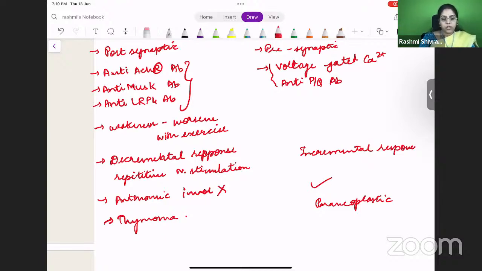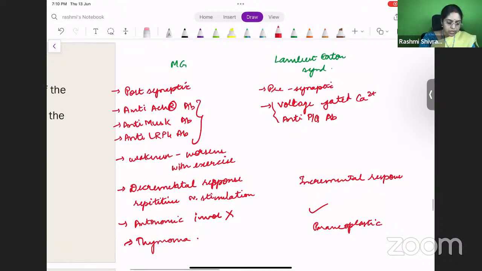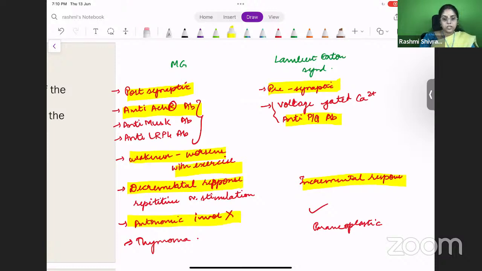These are the very important things that you must remember. What are the key points? Myasthenia gravis is postsynaptic; this is presynaptic. The antibody is the acetylcholine receptor antibody; here it is the anti-P/Q antibody. Myasthenia gravis worsens with exercise. There is a decremental response, whereas here you have an incremental response. There is no autonomic involvement in myasthenia gravis, whereas in Lambert-Eaton syndrome you have autonomic involvement.